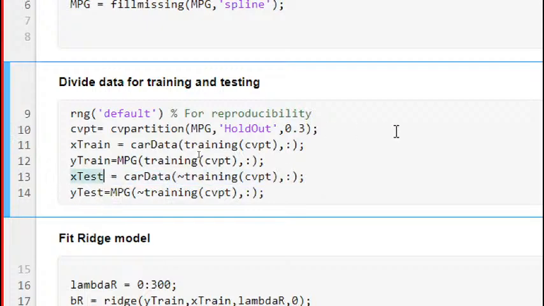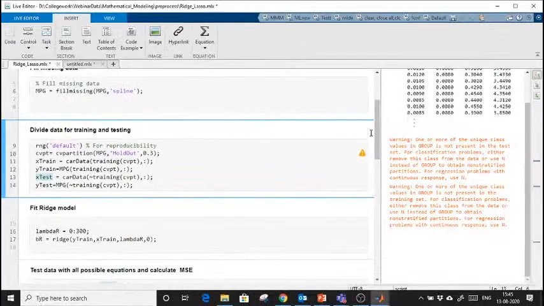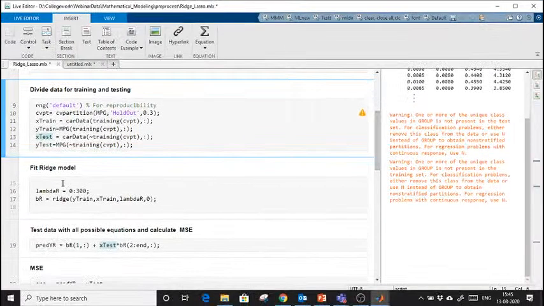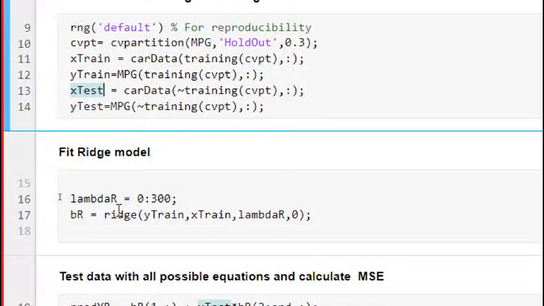Now we have split our data for training and testing. Next is the lambda value definition, which I was talking about. I want 301 mathematical equations and I want to compare them, so you can define them in a lambda. Here you see it will start from 0 until 300, so the total count will be 301.